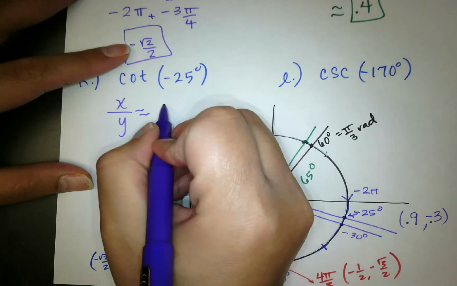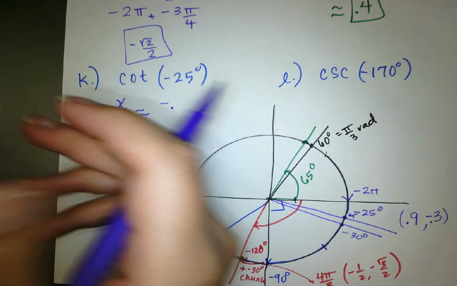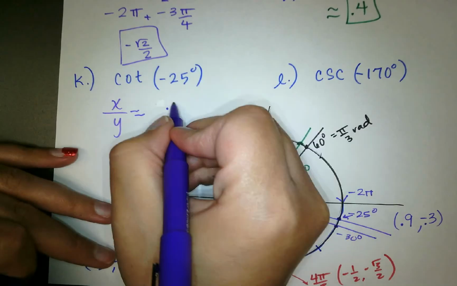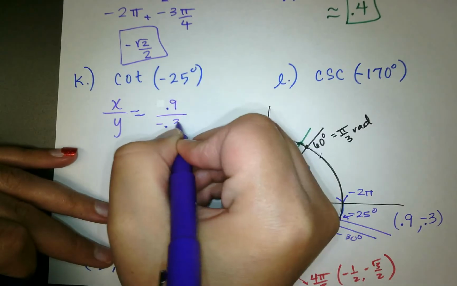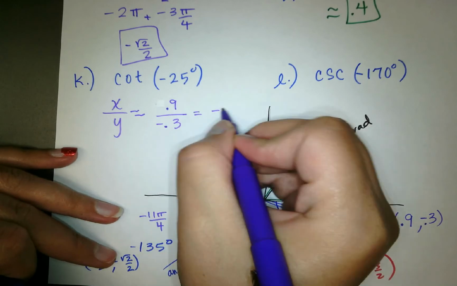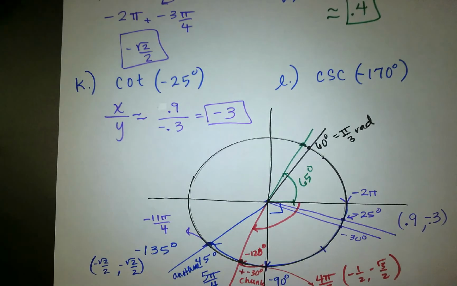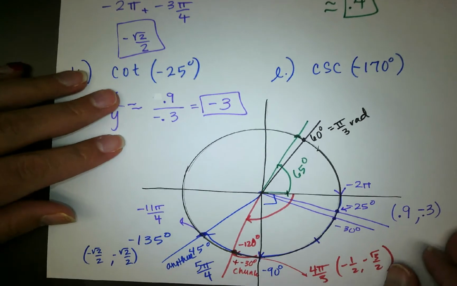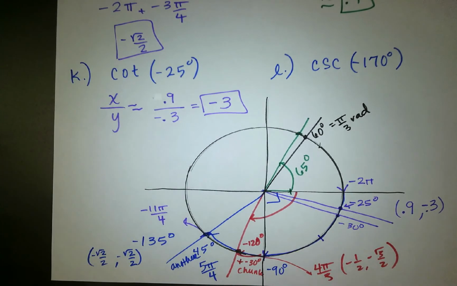So the x is about positive 0.9, and the y is about negative 0.3. So you get about negative 3. People are going to have different approximations. That's fine. Get as close as you need to. Use Desmos if you need to. Okay. We'll see how close I was. You can tell me how wrong I was.